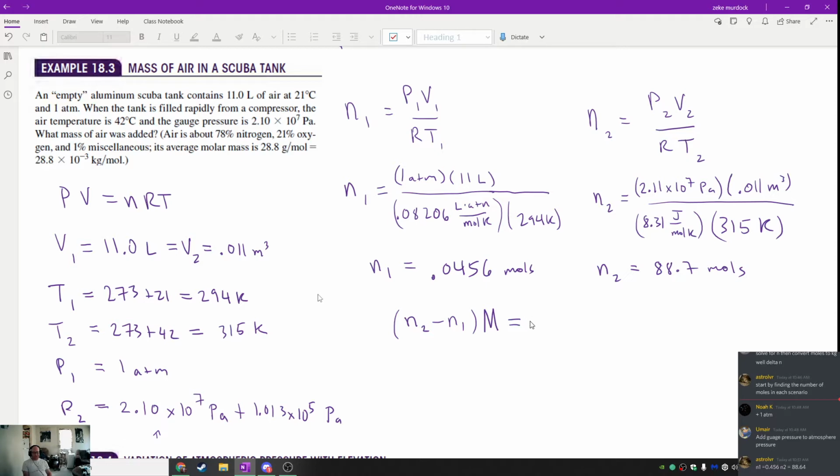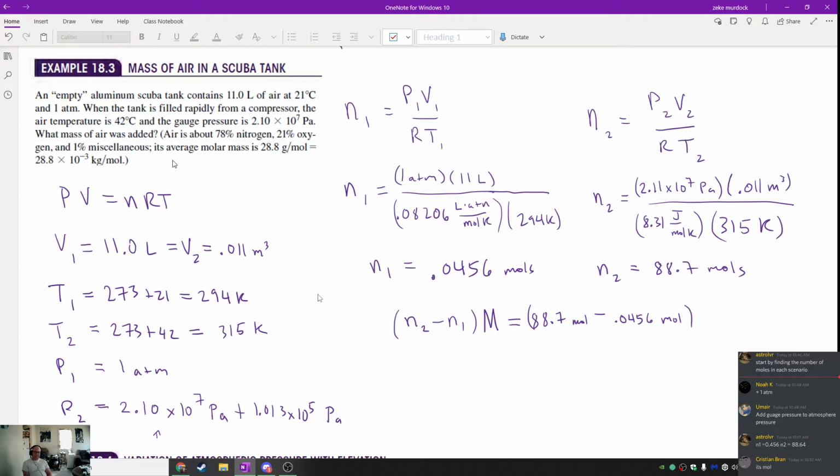Okay, so if we do that, then we'll have 88.7 minus... Am I supposed to put an S on the end of mole? Or is it just mole? I think it's just mole, right? Maybe it doesn't matter. And then you multiply by big M.